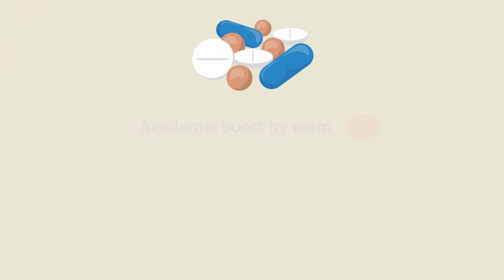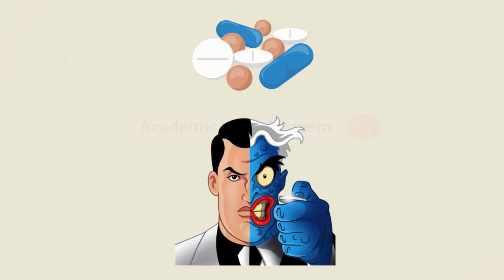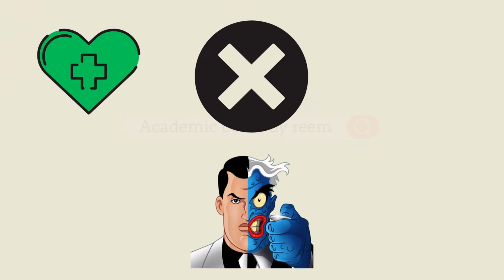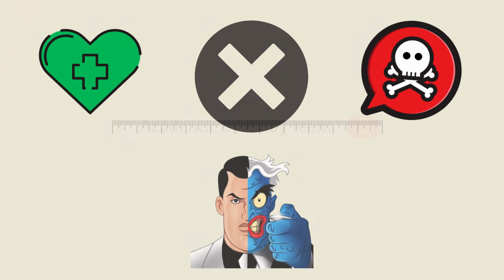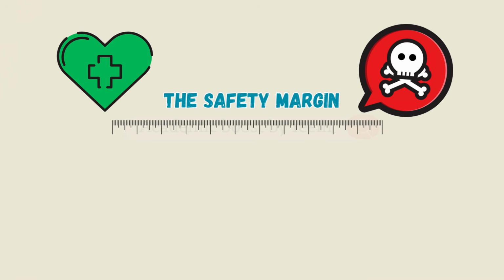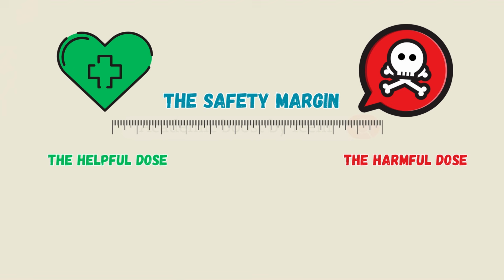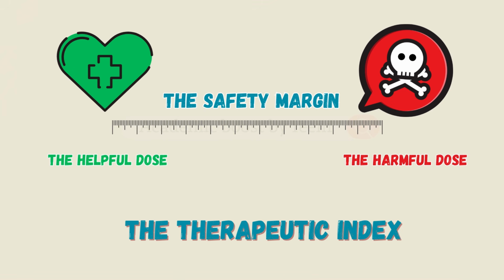Every drug has two faces. It can heal, but in the wrong dose, it can harm. So, how do we measure the safety margin between the helpful dose and the harmful dose? That's where the therapeutic index comes in.